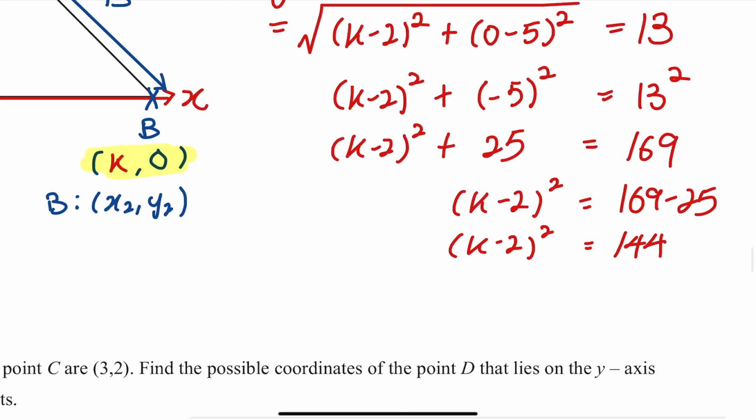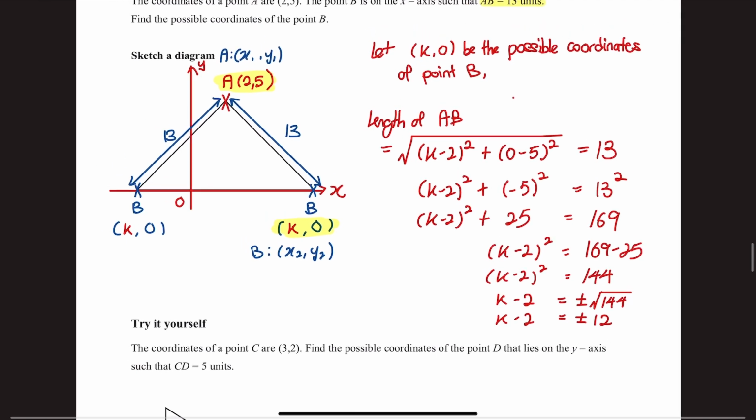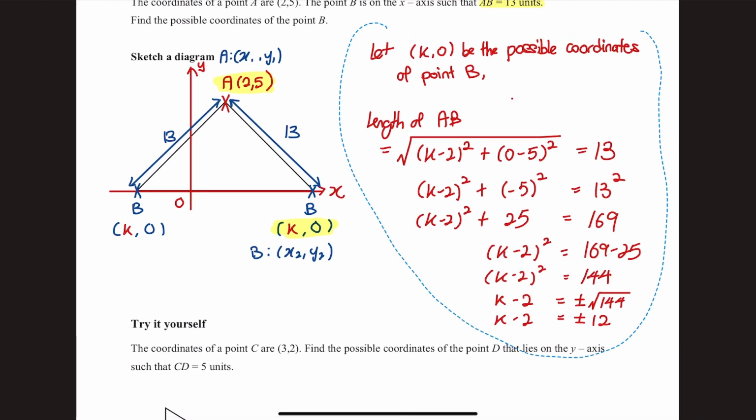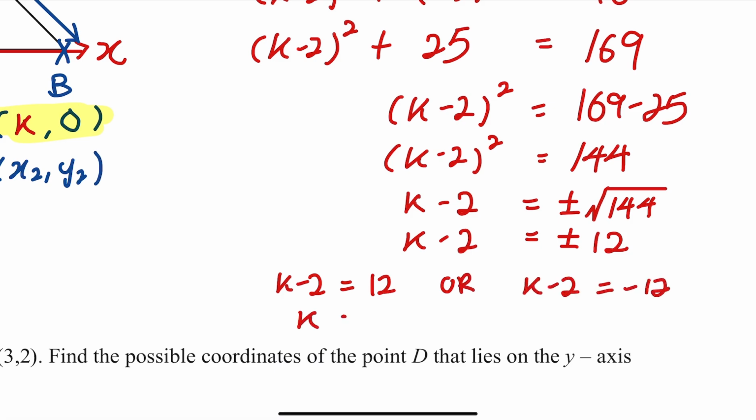Therefore, how to get rid of the square here? I take square root. Remember, in the square root unknown, it must be a plus minus. So k minus 2 is equal to plus minus square root of 144, which means that k minus 2 is equal to plus minus 12. Okay, so from here, now I can easily now find what is the value of k. Let me move this up a bit. Okay, this means that over here, k minus 2 is equal to positive 12, or k minus 2 is equal to negative 12, which means that k is equal to 12 plus 2, which is 14, or k is equal to negative 12 plus 2, which is negative 10.